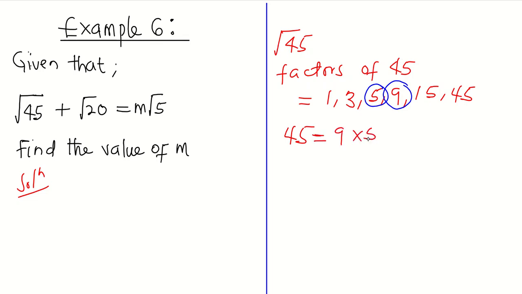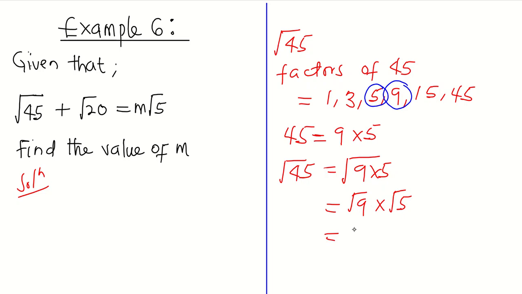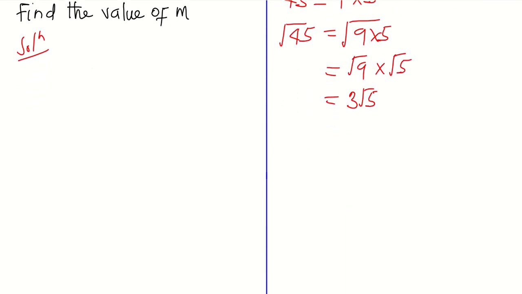9 times 5. So if you are talking about square root of 45, then we should talk about square root of 9 times 5. And with that, we can further reduce it, and we know that square root of 9 is 3, and we keep square root of 5. So we have 3 square root of 5. That is for the square root of 45. Now we do that for square root of 20, and for square root of 20, we have to find the factors of 20.